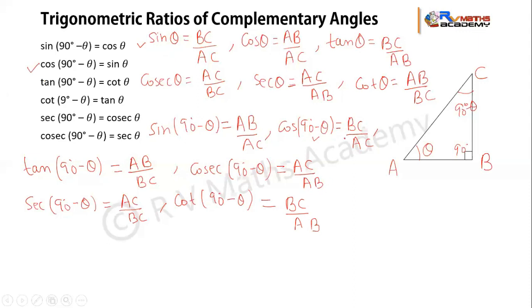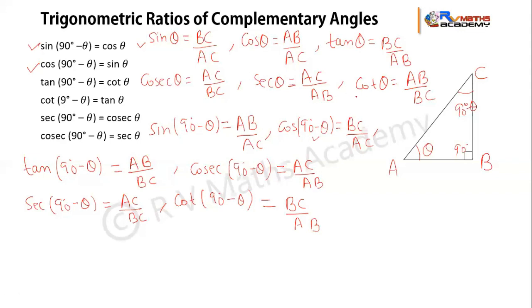Now come to cos theta. Cos theta is equal to AB upon AC, and you can see sine 90 degree minus theta is equal to AB upon AC. So AB upon AC is written here, and similarly AB upon AC is written here. But here it is the value of cos theta, and here it is the value of sine 90 degree minus theta. So we can write sine 90 degree minus theta is equal to cos theta.